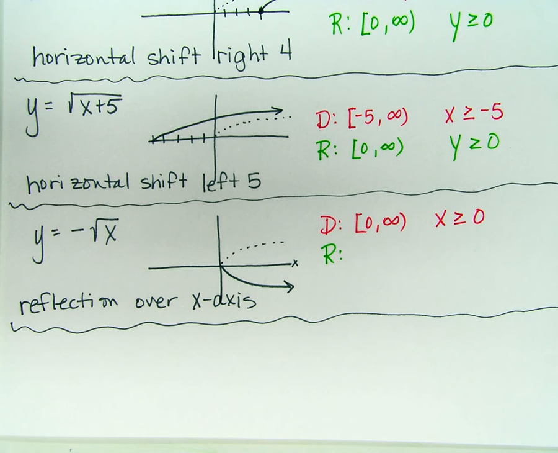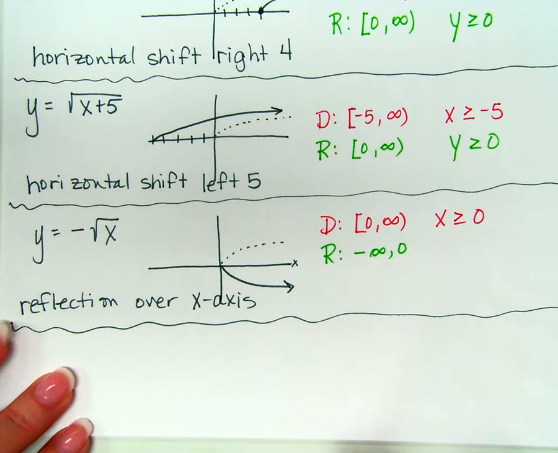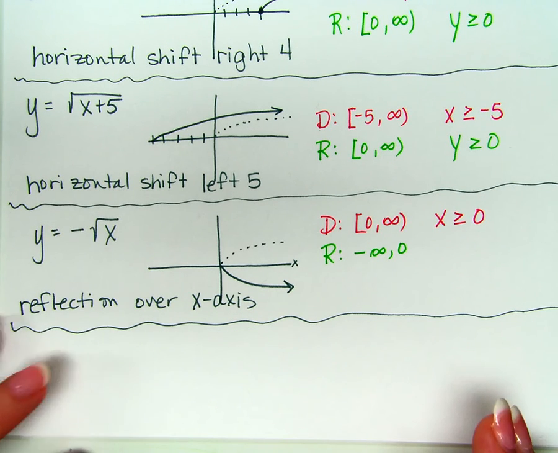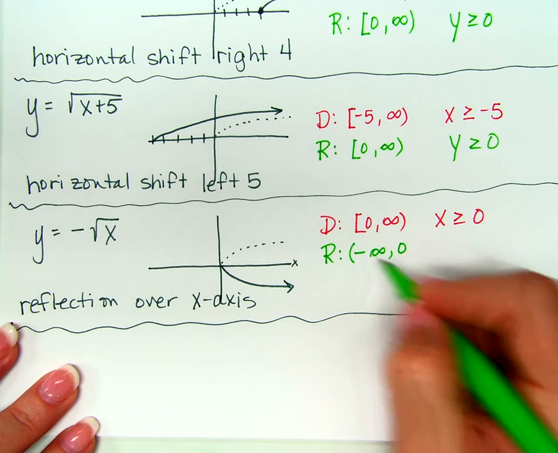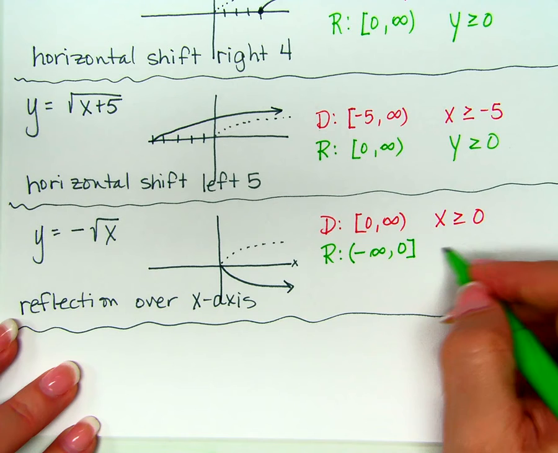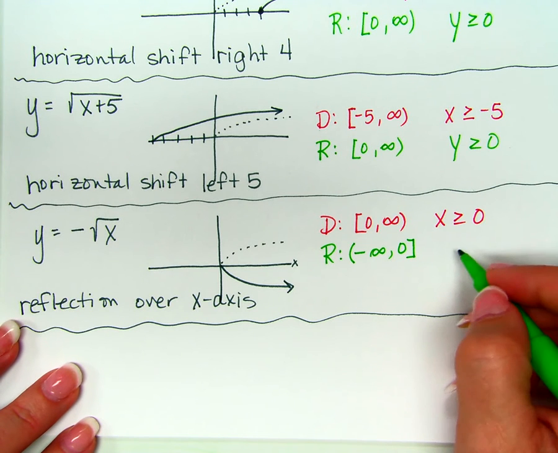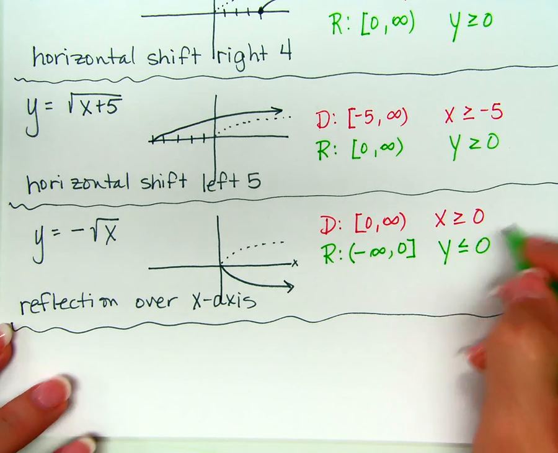What about the range? Okay, so we talked about this already, right? We always do our least to greatest, so we can't say 0 to -infinity. Very good. -infinity to 0. But what goes where? Like what symbol goes where? Parenthesis goes here. Yeah, bracket goes here. How do we write it in inequality notation? Very good. Y is less than or equal to 0.